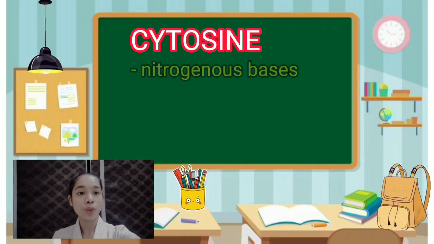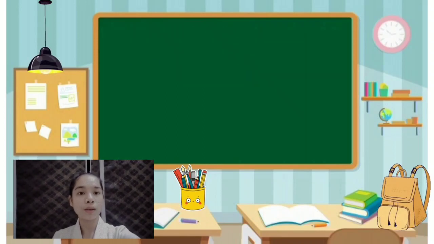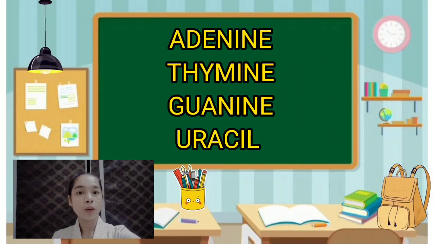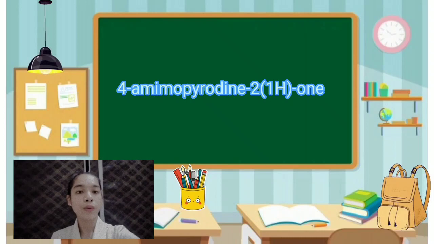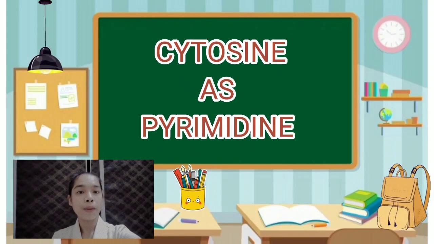Cytosine constitutes one of the nitrogenous bases, including adenine, thymine, guanine, and uracil, in forming nucleic acid building blocks. It is also known by its IUPAC name 4-aminopyrimidin-2(1H)-one. Cytosine is one of the three pyrimidine bases, with thymine and uracil constituting the remaining two.